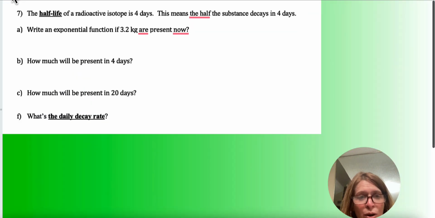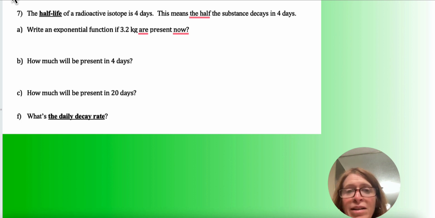The last thing I want to go through is half-life. So if you jump to number 7, a few pages away in your notes, half-life, again, here's a great example. The half-life of a radioactive isotope is 4 days. That means that isotope is going to be cut in half after 4 days. This means half the substance decays in 4 days.